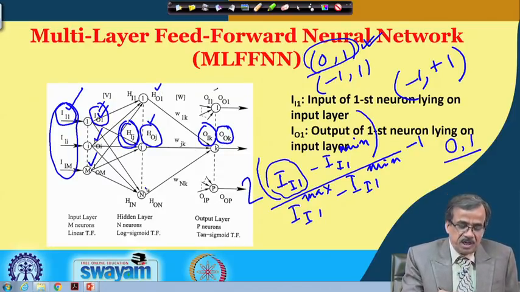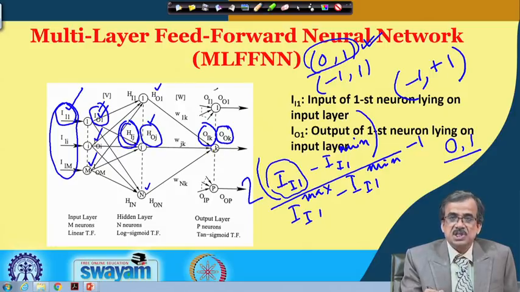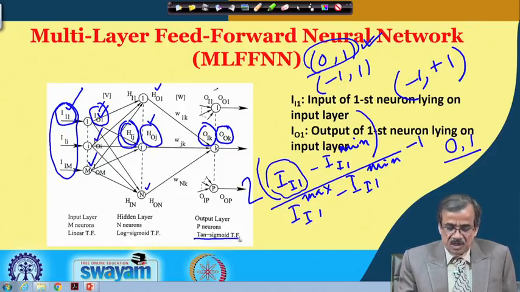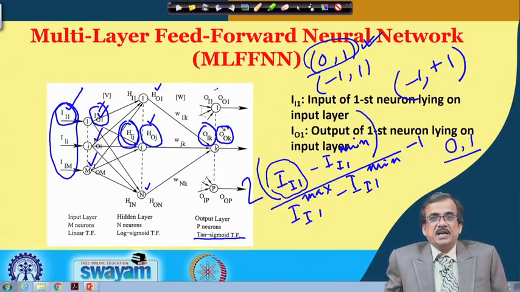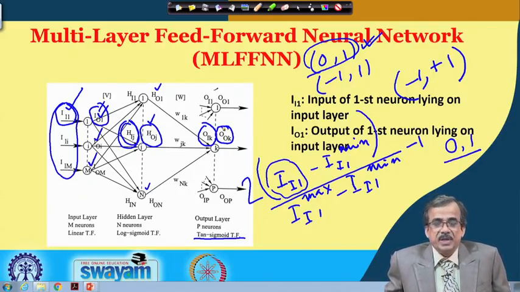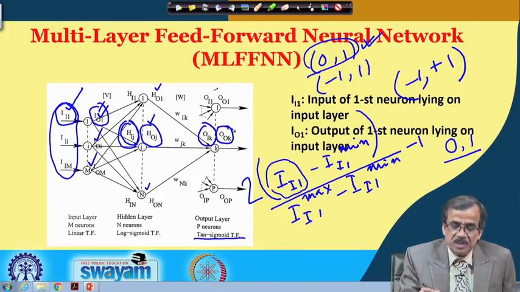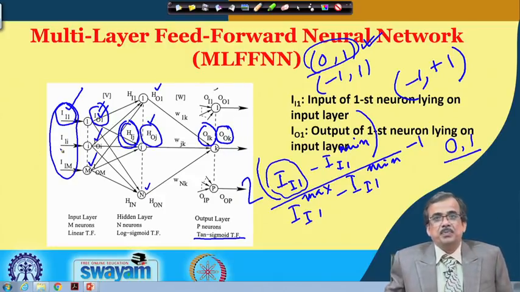And once you have got these outputs, we will multiply them with the corresponding connecting weights denoted by W, and those are summed up here, and that will be the input of the kth neuron lying on the output layer. Once again, it will pass through the transfer function, that is the log sigmoid transfer function, and accordingly I will get the output of the kth neuron lying on the output layer. So, this is the way we can carry out the forward calculation, and find out what should be the output for a set of inputs.